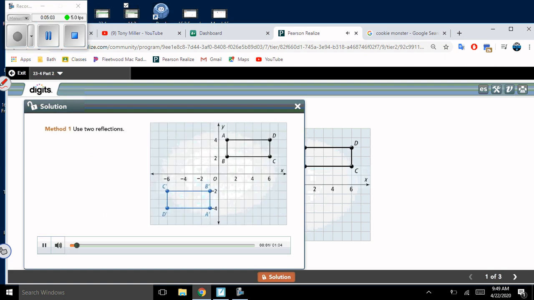Method 1, use 2 reflections. First, reflect A, B, C, D across the y-axis.